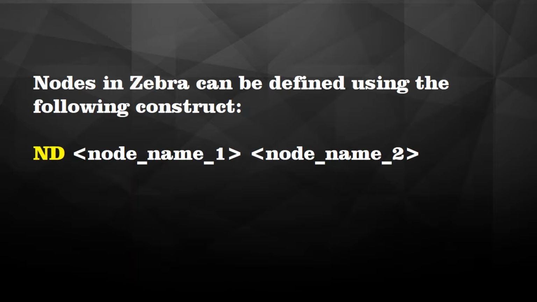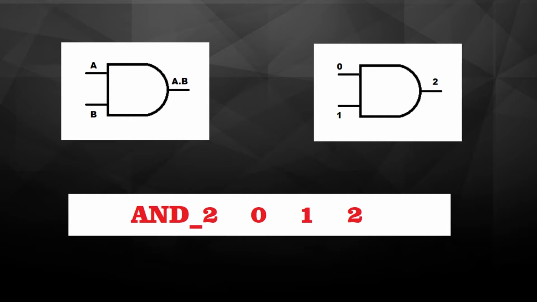Now the node can be both defined and declared at the same time by using the next way. That is, suppose we have a circuit element. In this case, we have a 2 input AND gate with 2 inputs and an output. Now, the 2 input nodes are named 0 and 1, and the output node is named 2. So, AND_2 0 1 2. So, here my 2 inputs are 0 and 1, and my output node is 2. Now, AND_2 is the fundamental gate which we are using here.